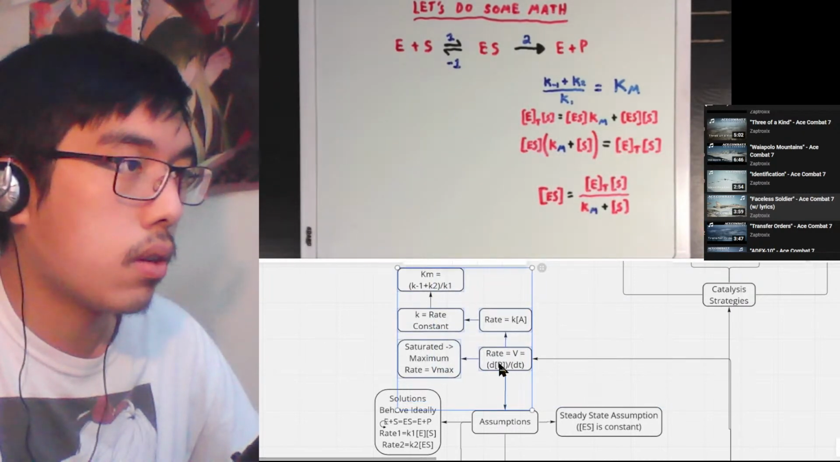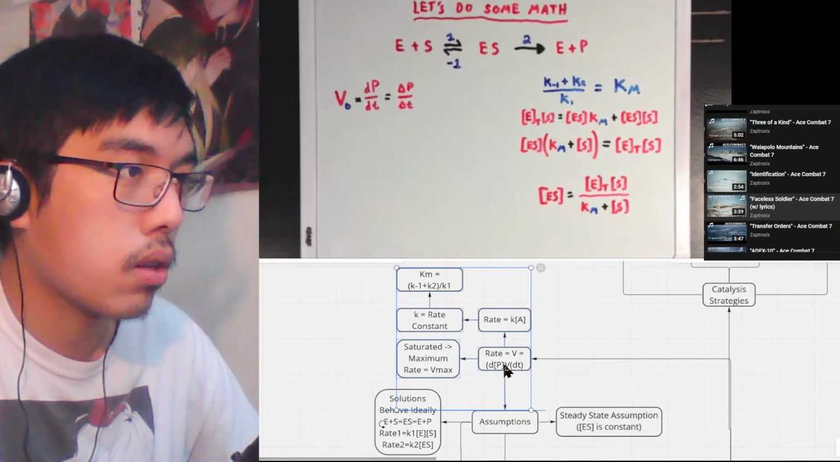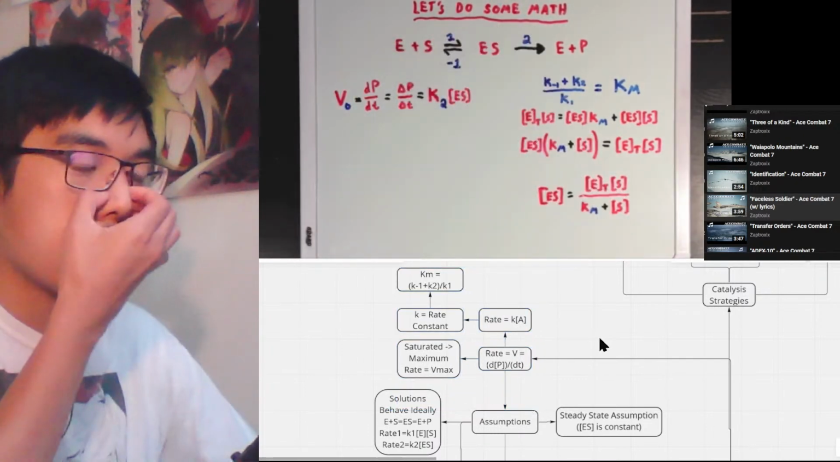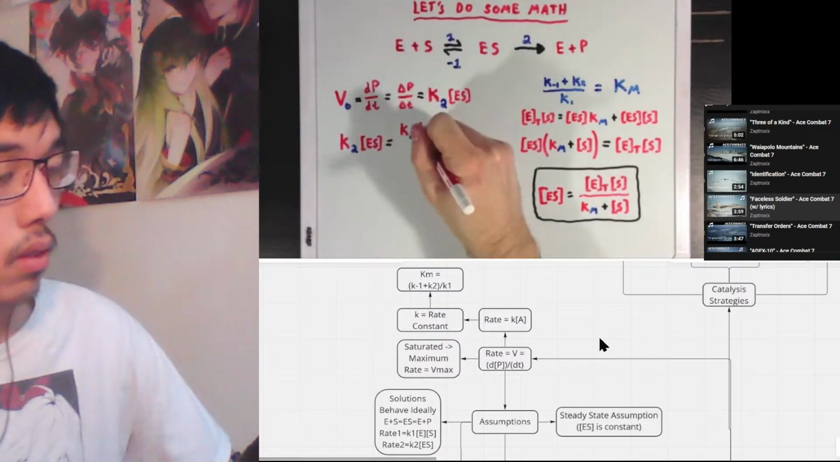I'll make a number here, and now what I'm going to do is remind you that the speed of our whole process, which I'll call VO, is equal to the rate of formation of our product, which we called rate 2 before, which is also equal to K2 times ES. So now using our equation over here, I'm going to multiply both sides of the equation by K2.